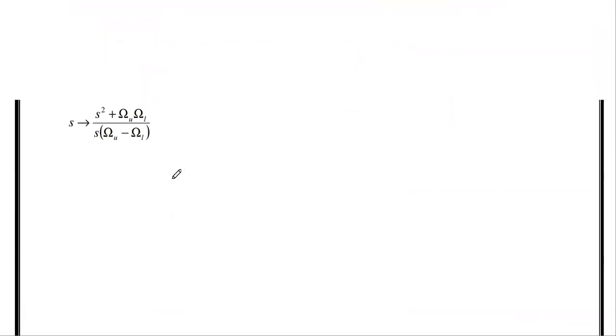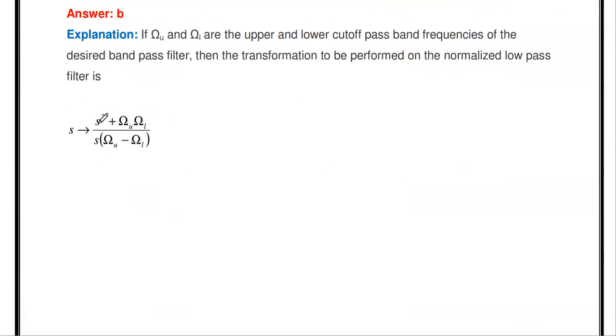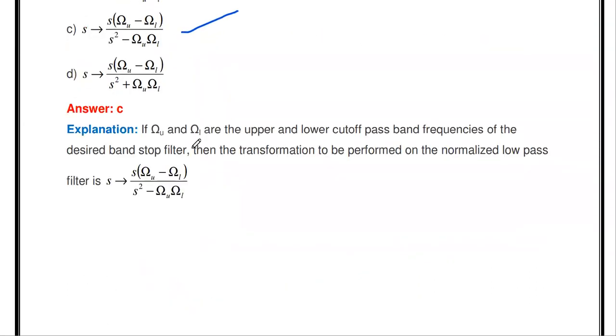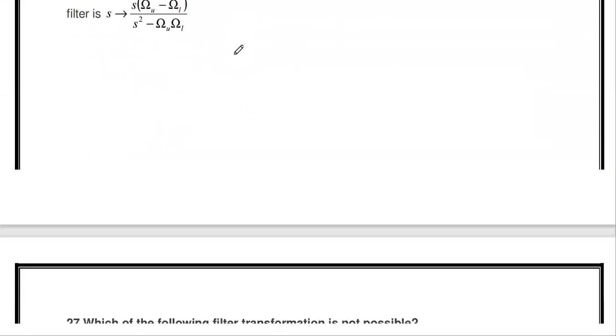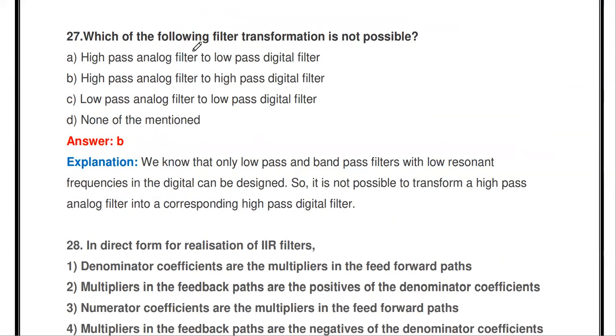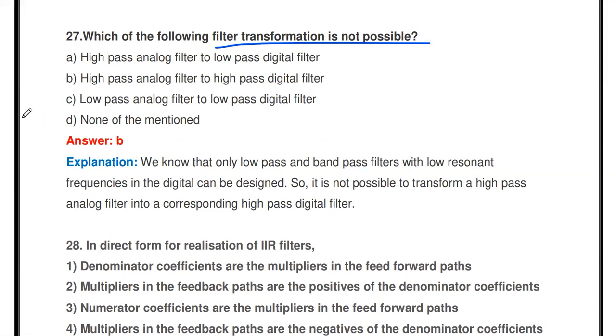Okay, low pass to band pass: S squared plus omega_u omega_L, divided by S into (omega_u minus omega_L). Okay, this is S into (omega_u minus omega_L) by S squared minus omega_u omega_L. Then the next one: which of the following filter transformations is not possible? Okay, so which filter transformation is not possible?